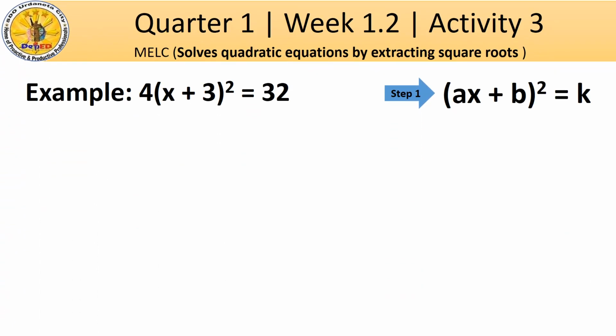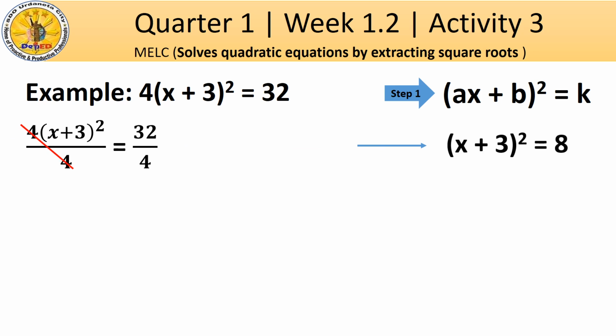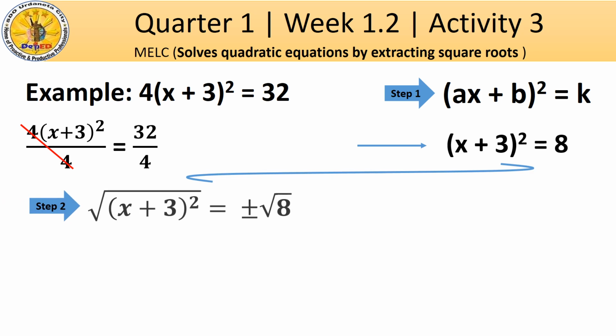For our example 3, the given equation is 4 multiplied by (x + 3)² = 32. Divide this equation by 4 to remove the constant 4 from the left side of the equation to make it in the form (ax + b)² = k. So the equation will become (x + 3)² = 8. Then proceed to step 2.